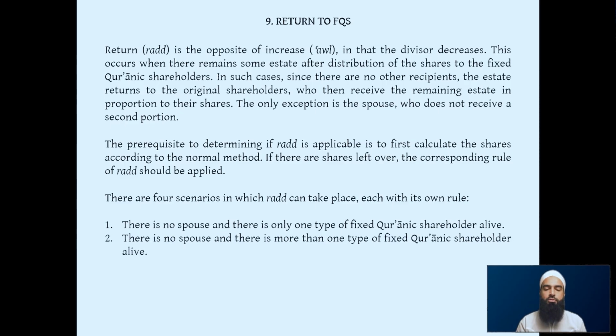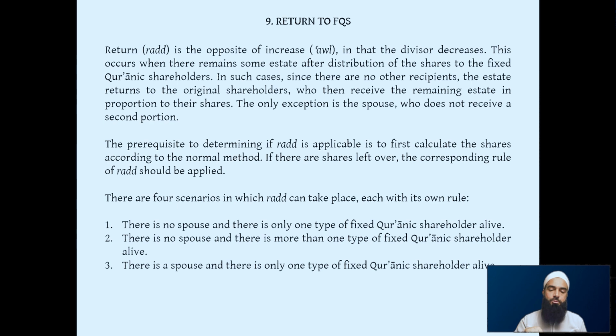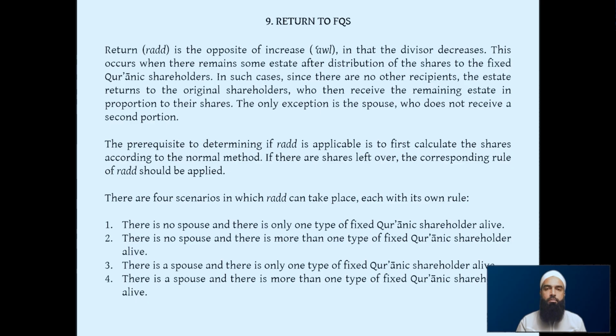Number 2 is where there is no spouse, but there is more than one type of fixed Quranic shareholder alive. Number 3 is where there is a spouse, and there is only one other type of fixed Quranic shareholder alive. And number 4 is where there is a spouse, and there is more than one type of fixed Quranic shareholder alive. So there are only 4 logical possibilities here. Each one has a separate rule, so this is why it's important to remember it in this order.